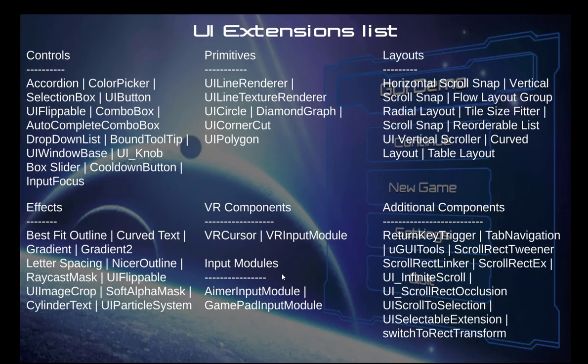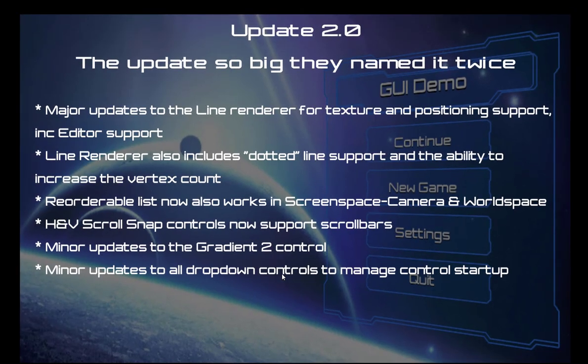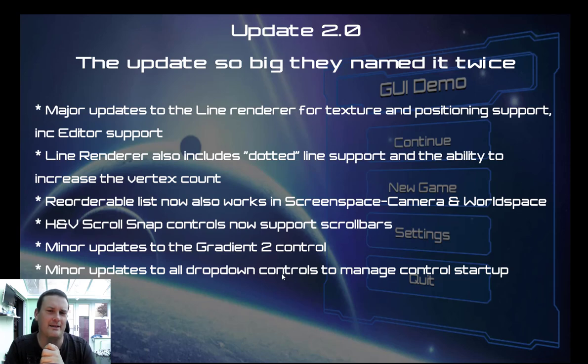But anyway, this is what we're looking at today. This is almost everything. I can't actually fit them all on here now. This is what the UI extensions were before the 2.0 update. You can see there's a ton of stuff here, from independent controls, primitive drawers for drawing lines and shapes, some layout controls for controlling how you lay out things, a bunch of effects, some VR components, and a ton of additional components, which are either helpers or other changing things.